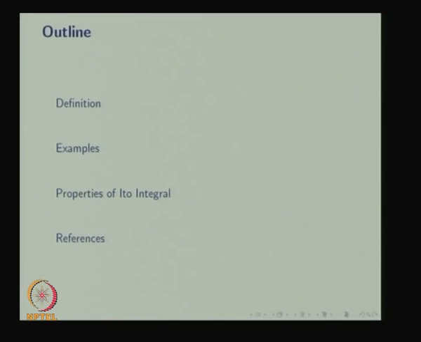First, we are going to start with the definition of the Ito integral, and when we say a stochastic process is Ito integrable. Then we are going to discuss what an Ito process is. Followed by these definitions, we are going to discuss a few examples, and then the properties of Ito integrals. With that, this lecture will be completed.